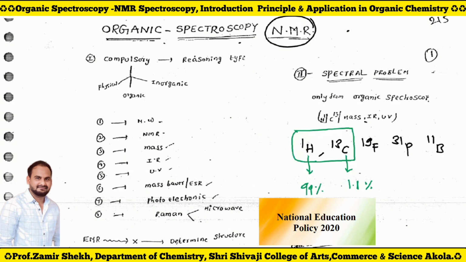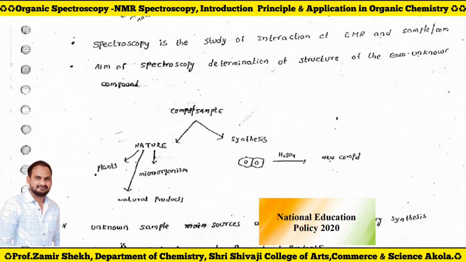In the field of spectroscopy, NMR has very unique features and a lot of applications. But no single technique gives you 100% of the information. That's why we have microwave, NMR, mass, IR, UV, then Mössbauer, ESR, photoelectron spectroscopy, and Raman. There are different techniques because no single technique gives 100% of the information.